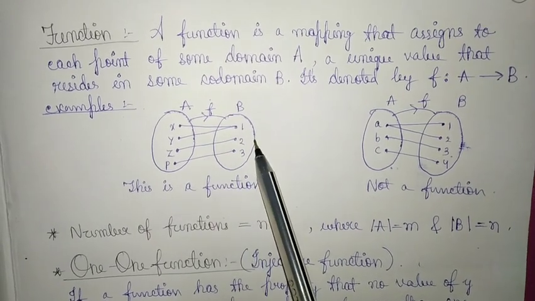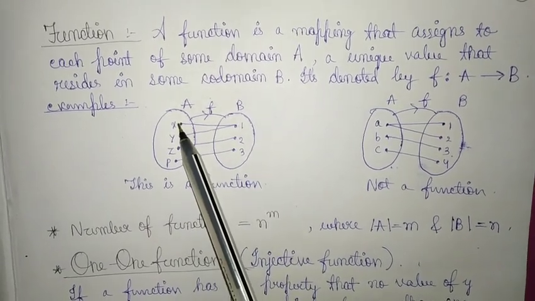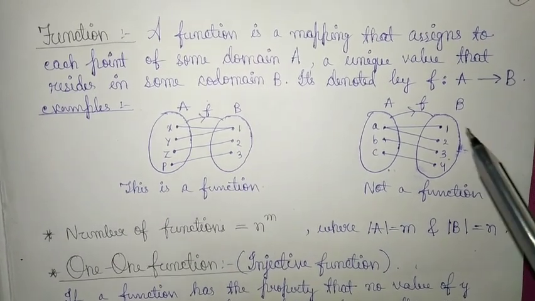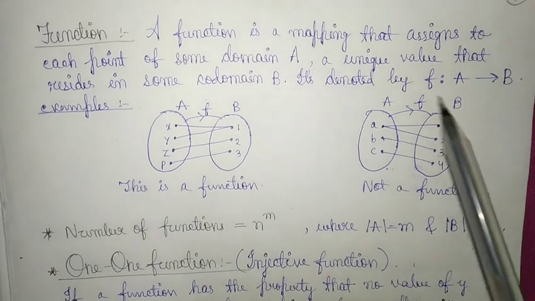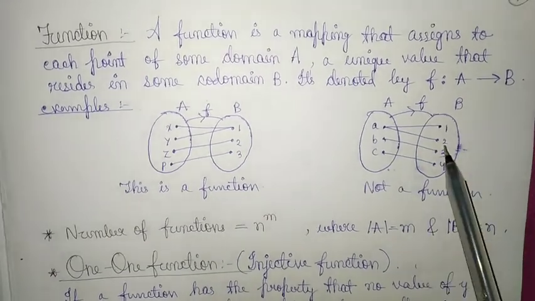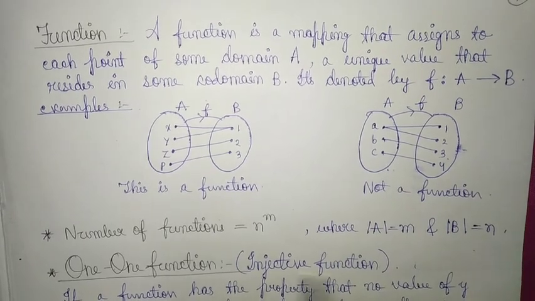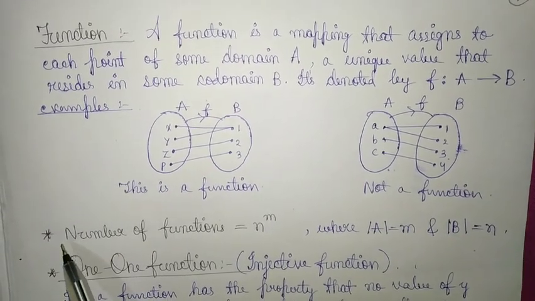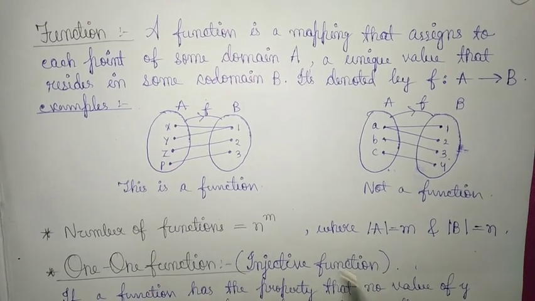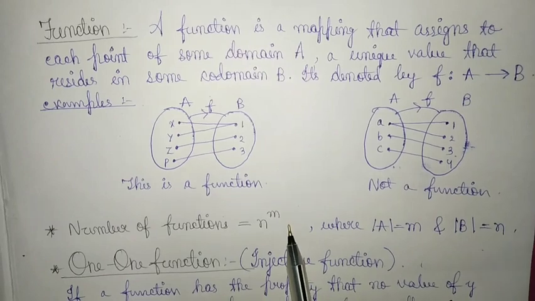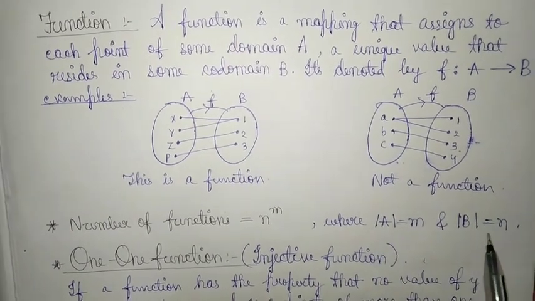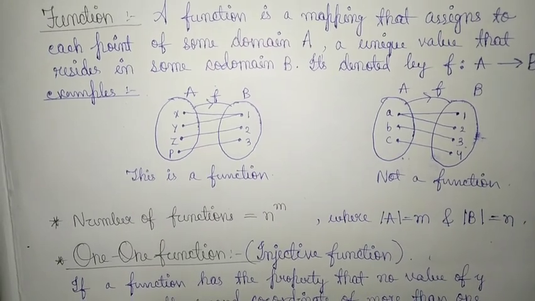Now let us see some examples. This is a function because here each element of A corresponds to a unique element of B. But this is not a function because here one element of A corresponds to two elements of B. Now, there is a formula to find the number of functions, which is n to the power m, where m is the cardinality of A and n is the cardinality of B.